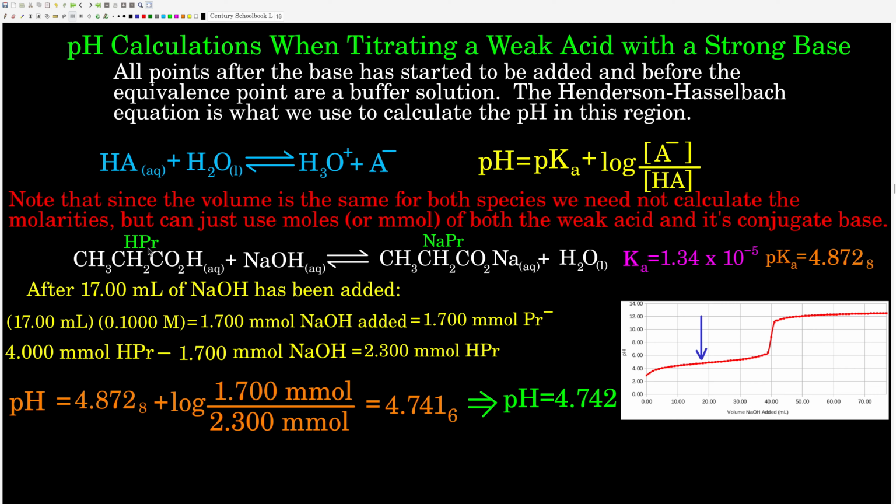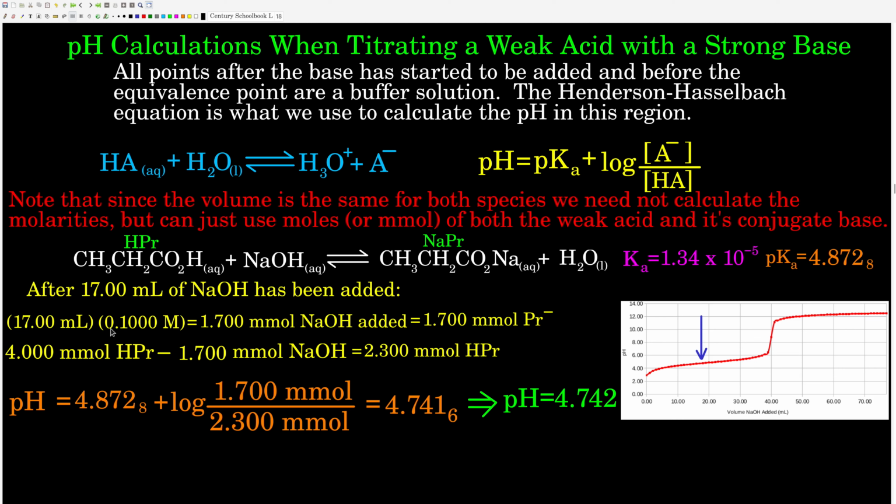Here's propanoic acid, and I'm going to abbreviate this HPR, so I don't have to write it out all the time. Sodium propanoate. There's a Ka, and we're going to need the pKa because it's in the Henderson-Hasselbalch. Remember, the pKa is negative log base 10 of the Ka. So that's how you get this number right here. You guys should check that. Now we're going to look at after 17 mils of sodium hydroxide has been added.